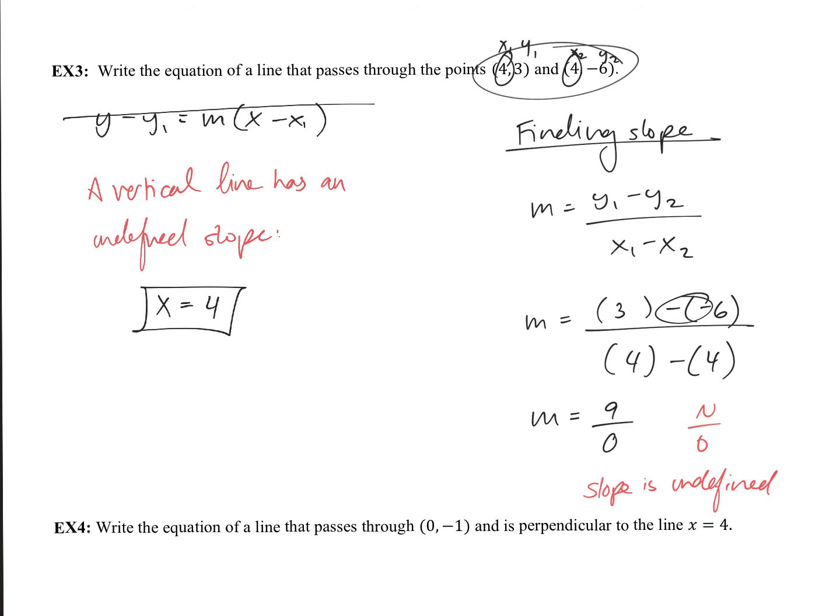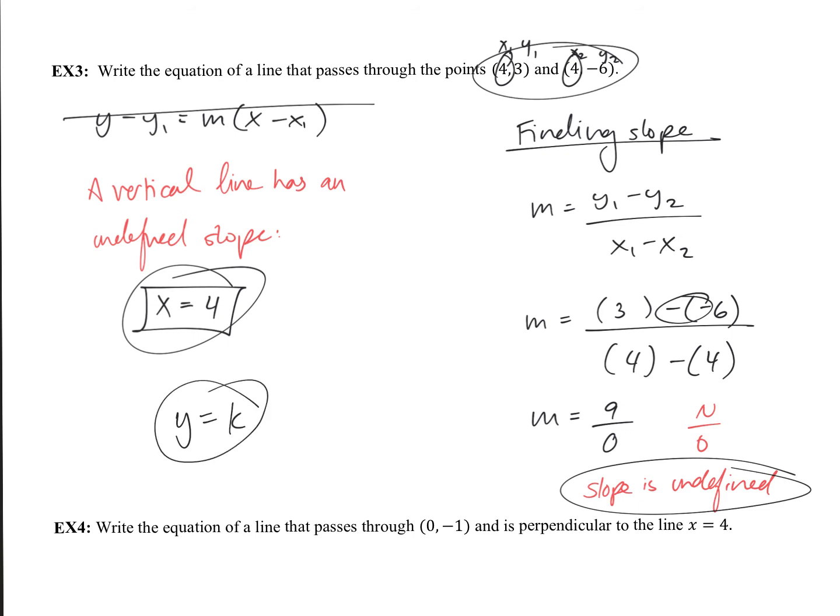Okay, so if you ever end up with a slope that's undefined, you know it's x equals your x value. Or if you end up with a slope of 0, you know that's going to be a horizontal line. So you would have y equals some number k if you had the slope equal to 0. Since our slope was undefined, that means we had a vertical line. So we had x equals 4. Once again, where did that 4 come from? That is the x value of our points.